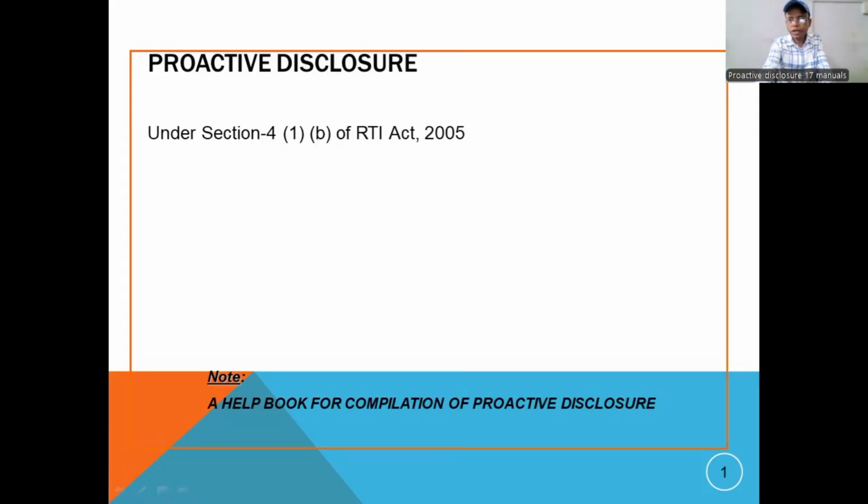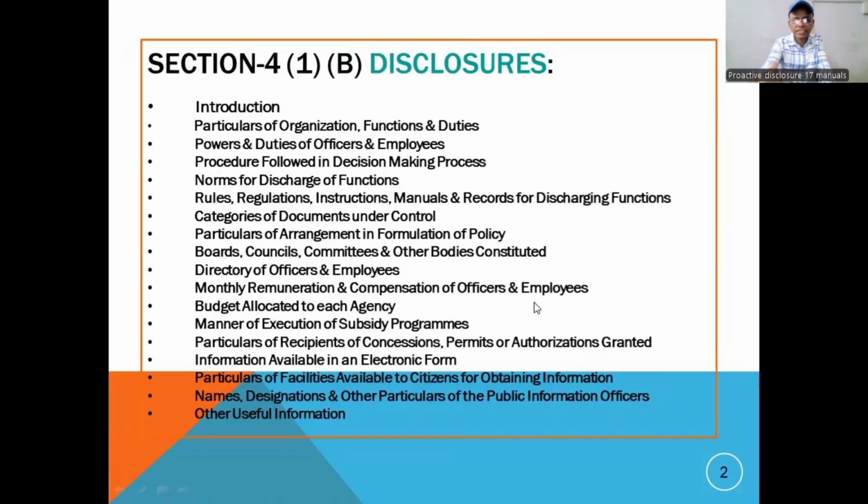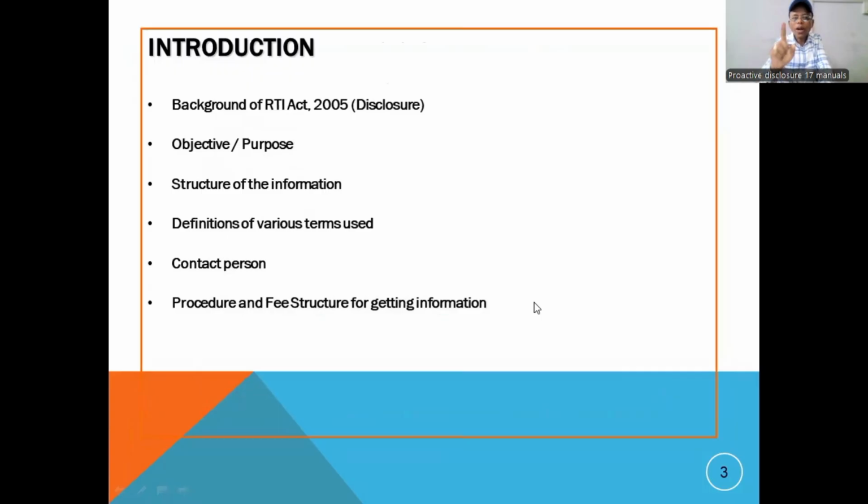So in this case, before starting manual number 1, we can discuss the introduction chapter. So what does the introduction chapter say? The introduction chapter says that each and every public authority should give their information regarding RTI disclosure or the background of RTI. What is the background of RTI, when it started, to whom it has been given, and what is the fee structure, everything. The background of when it was initiated should be given in the introduction chapter.